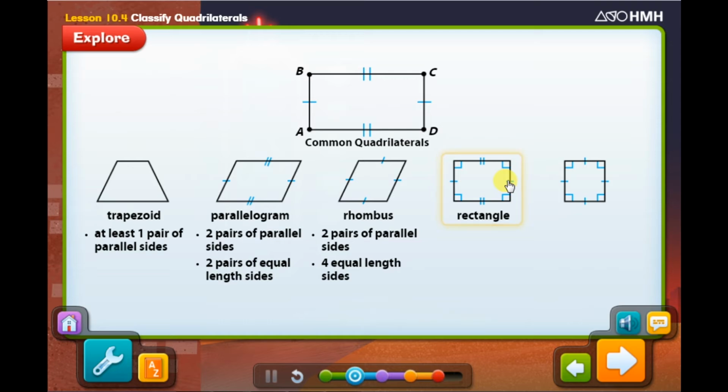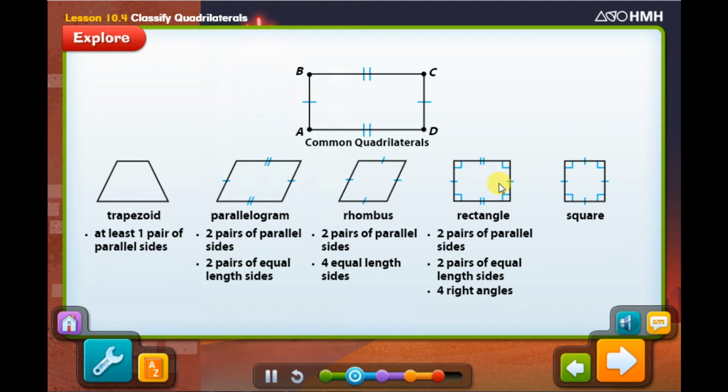So we have two pairs of equal sides, we have two pairs of parallel sides, and we have four right angles. A rectangle has two pairs of parallel sides, two pairs of equal length sides, and four right angles. This quadrilateral is a square. And of course everybody knows this square.